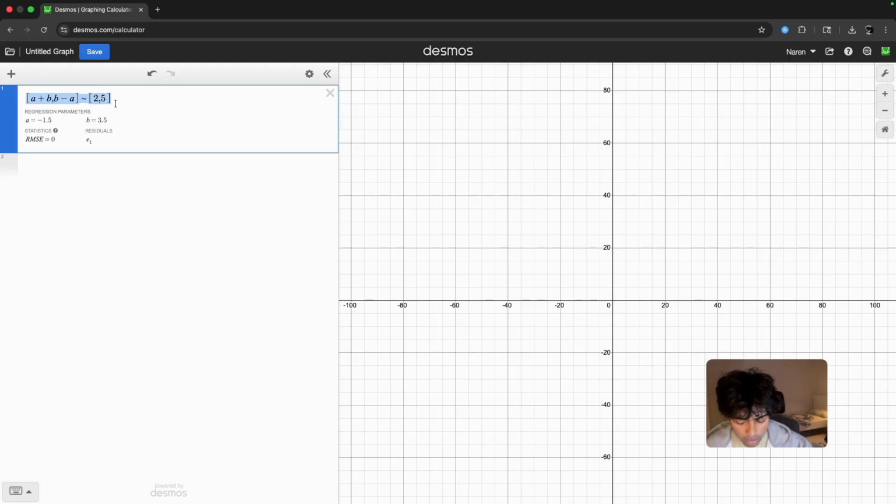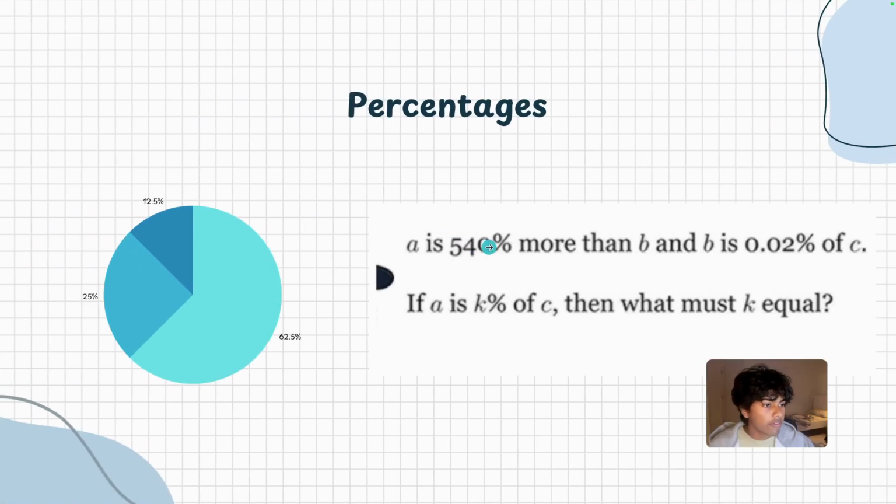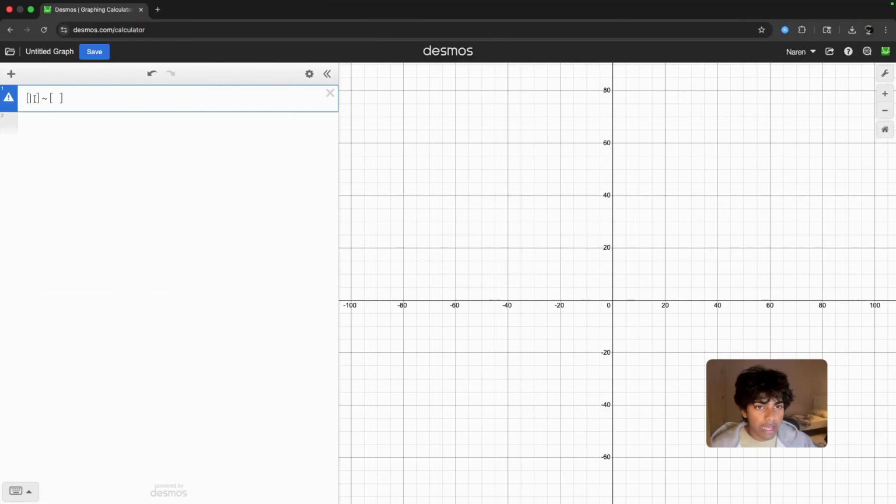How can we use it for percents? So we can restart with the 2 square brackets. And okay, A is 540% more than B, meaning it's 540% plus 100% of B, so 640% of B, right? So you can come back here. A is 640% of B. You can hit the percent sign, it'll do that.